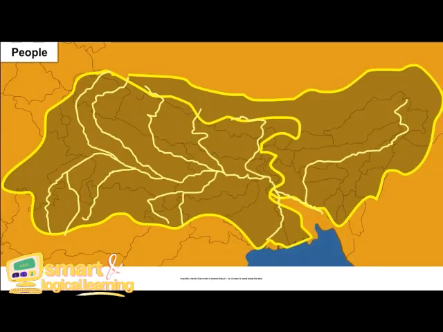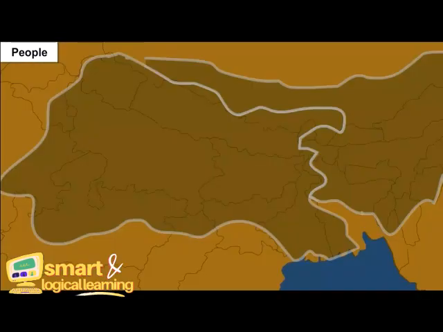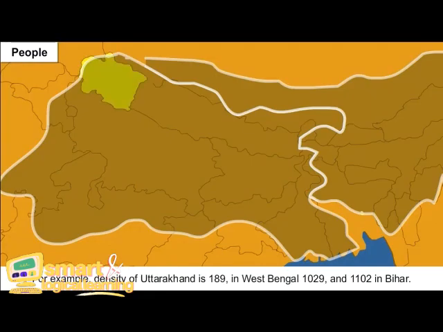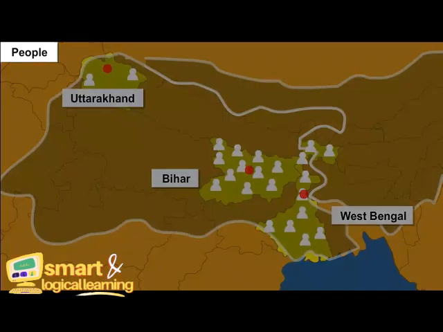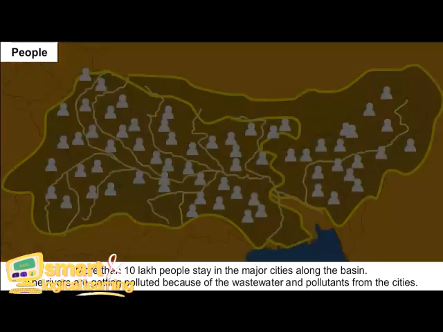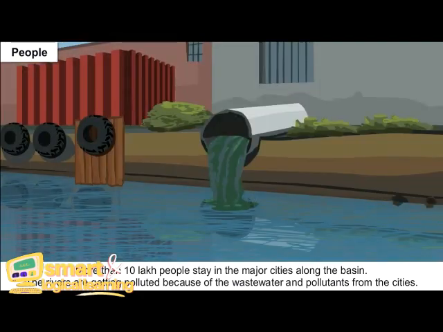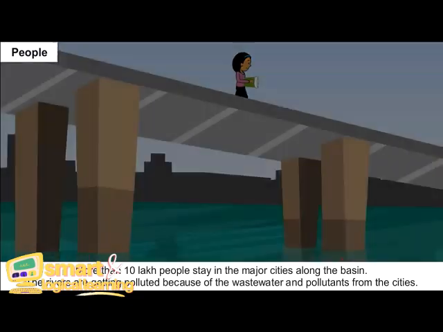People. Population density. The number of persons living in 1 square kilometer area is varied across the basin. For example, density of Uttarakhand is 189, in West Bengal is 1029 and 1102 in Bihar. More than 10 lakh people stay in the major cities along the basin.